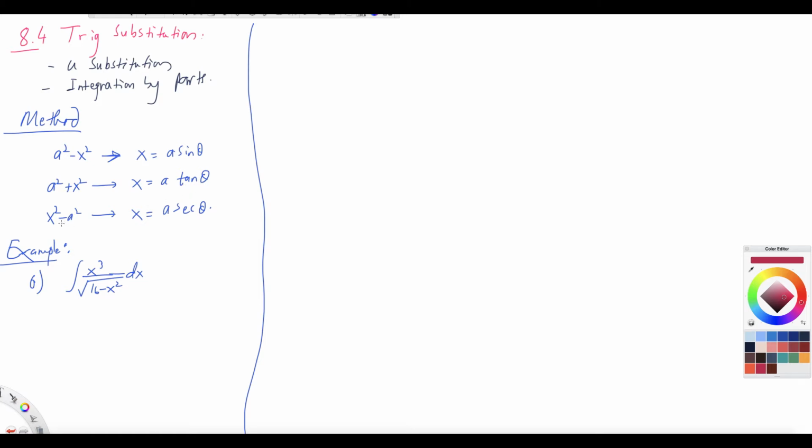And if there is an x squared minus a squared format, not a squared minus x squared, then you should substitute x equals a secant theta. You will have to find the derivative too, but that's the substitution you will use. When we do the example, you will be clear about that.